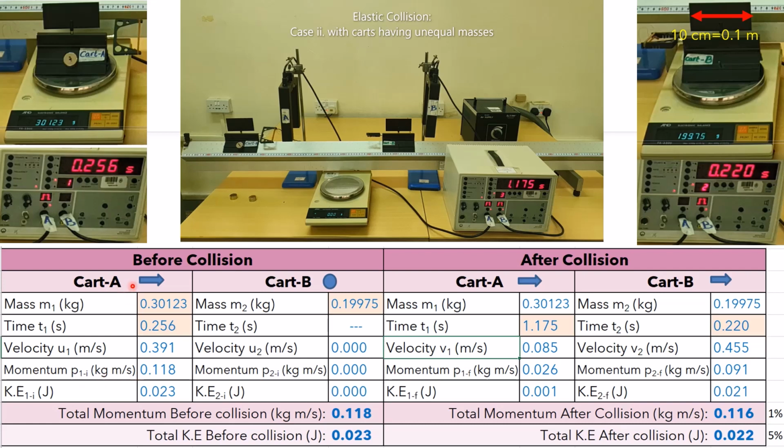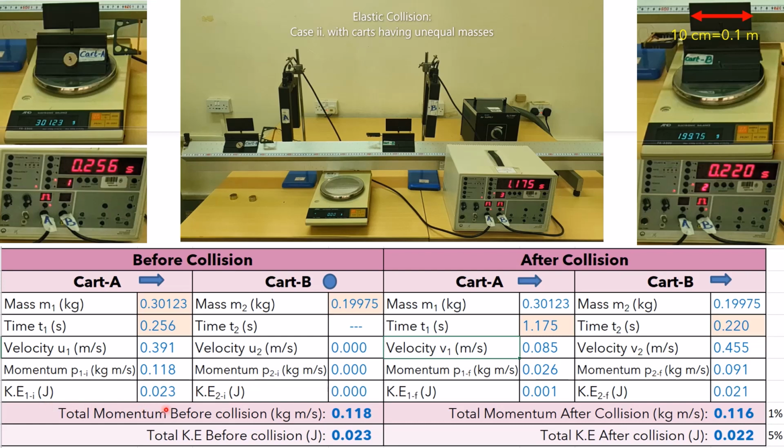So the momentum of cart A before the collision is 0.118, whereas the momentum of cart B before the collision is 0, because cart B is kept at rest, so this whole part becomes 0. So an easy case for us. Now, cart A has a momentum of 0.026 after the collision. Cart B has 0.091 after the collision.